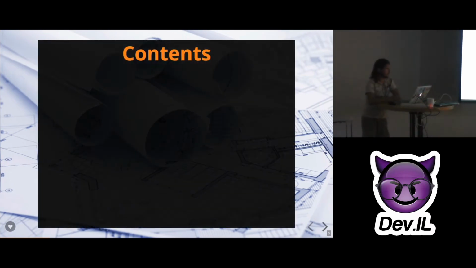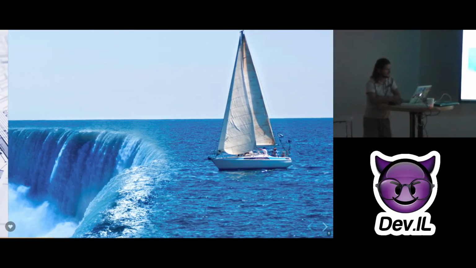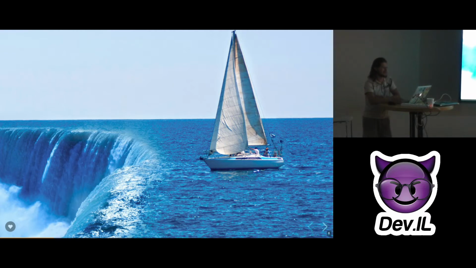So what am I actually going to talk about? I'll show two examples of CSS ecosystem failures. I'll talk about why it's like that. I'll talk about the very long history of CSS-in-JS. It's been like 3 years, which is like 30 years in normal time. I will show the correlation of CSS-in-JS to the evolution of modern HTML authoring. I will show how CSS-in-JS solves lots of the CSS ecosystem deficiencies and issues. I will show what else CSS-in-JS can do, which you cannot do today, and you couldn't have imagined up until recently, and a few examples of popular CSS-in-JS libraries. So let's start.